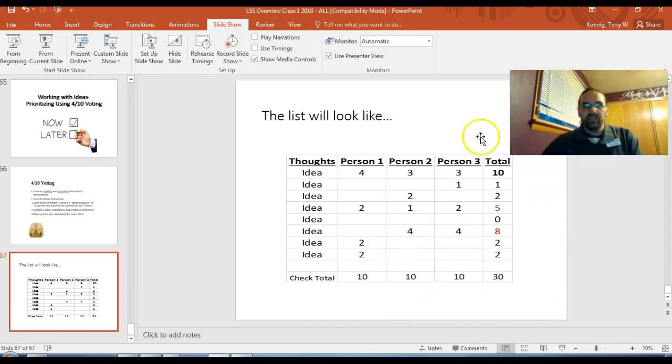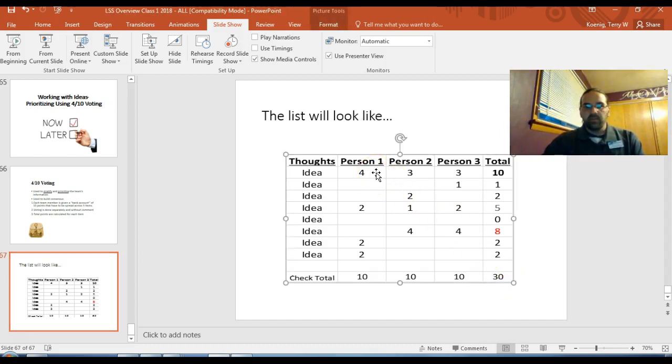So here's a sample spreadsheet, bunch of ideas, a couple of different people. They all add up to 10 for a total of 30. So this person went 4, 2, 2, 2. This one went 3, 2, 1, 4, 3, 1, 2, 4. Didn't really mix it up a whole lot. But it still got the point across. You had one idea that got 10 votes, one idea that got 8 votes, one idea that got 5 votes. So guess which 3 we're focusing on first?